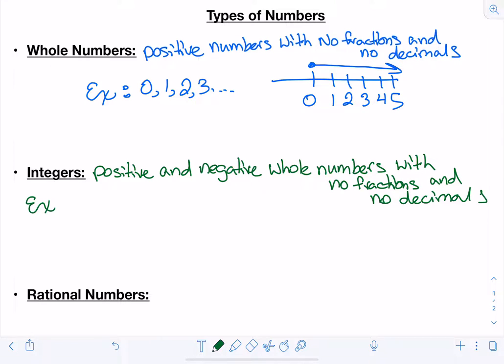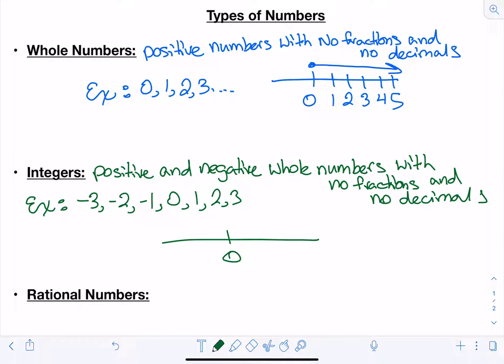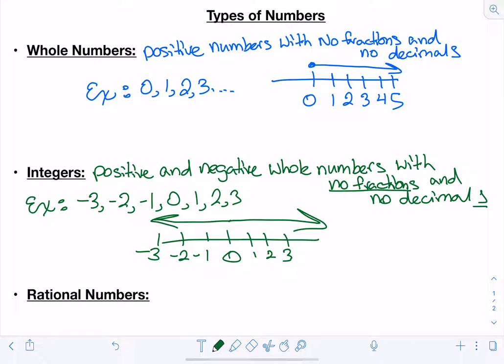Some examples of integers. Well, we could have -3, -2, -1, 0, but then your positives as well, right? In fact, if you were looking at a number line and 0 was in the middle, 0 is your origin. Your integers would be all the positives and all the negatives. So it would go all the way on your right and on your left. All the positives and negatives. Just remember, there are no fractions and no decimals.